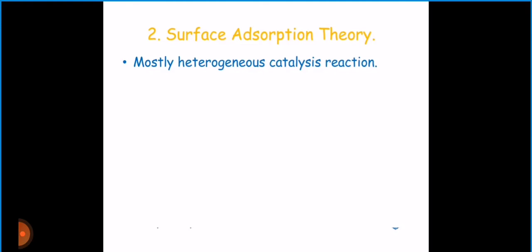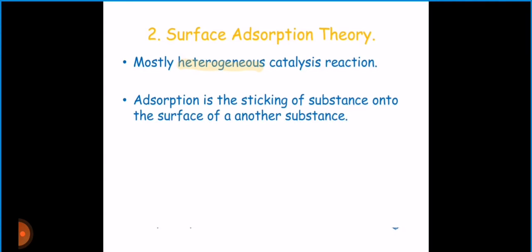The second mechanism of catalysis that we look at in the Leaving Cert course is surface adsorption theory. Now, we've already met the word adsorption in our chromatography, and if we remember correctly, it means to stick onto something. So surface adsorption theory mostly occurs in a heterogeneous catalysis reaction. And if you remember from earlier in the video, we said that heterogeneous catalysis is when your reactant and your catalyst are in different phases. So adsorption, as I've said already, is the sticking of a substance onto the surface of another substance.